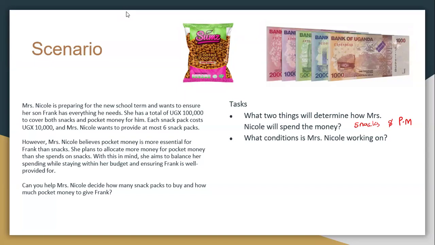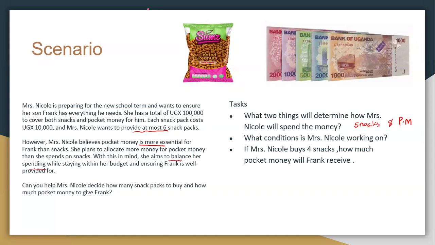Now, looking through the chat, you are noticing that there are some conditions that she's working on. But like people have mentioned, when we read through together, Mrs. Nicole is preparing for the new school term and wants to ensure that her son has everything he needs. Each snack costs a fixed amount and she wants to provide at most 6. Now, this is one of the conditions she must work on, that the number of snacks she's going to give the boy should be at most 6 of them. However, they are saying that she's planning that pocket money is more essential. So that one is also a condition. She must ensure that it is fulfilled. But also she's aiming to balance her expenditure. So those are some of the conditions that are coming out from the question. Now, whenever you are going to be meeting these items, you are going to be looking out for those kinds of conditions that are going to help you to either minimize or maximize.